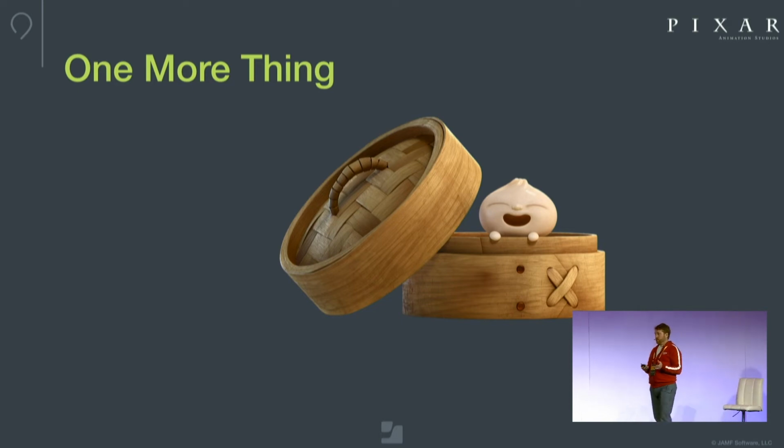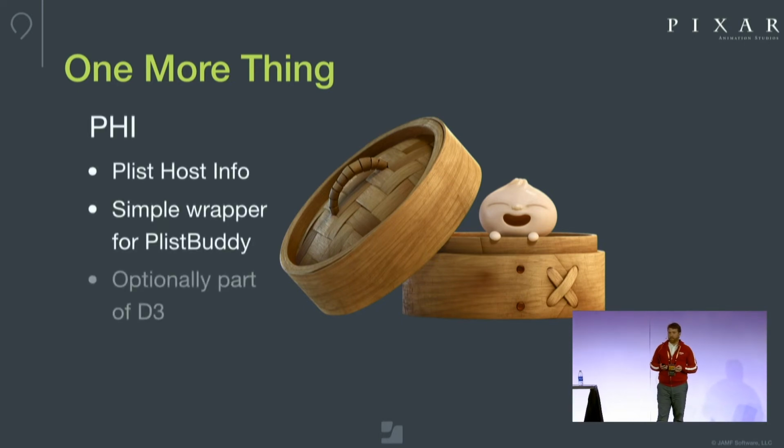So we wrote a tool that is called Phi. Phi wraps around your plist host info, it wraps around PlistBuddy to interact with your host info file. It is very simple. It's single purpose. It just works with this one file. It just works with the simple kinds of data types I talked about, keys and values with no arrays. And it is open sourced by us as a tiny little part of D3, which is what I mentioned earlier.